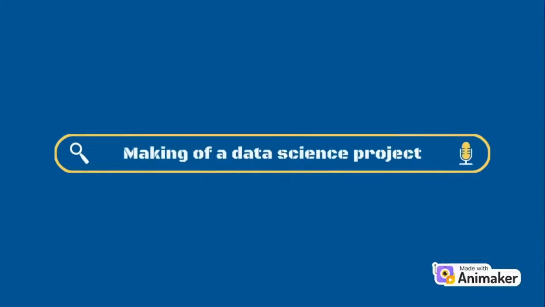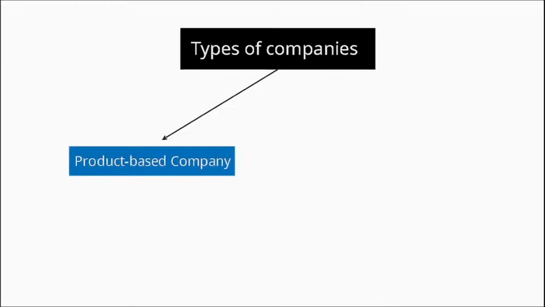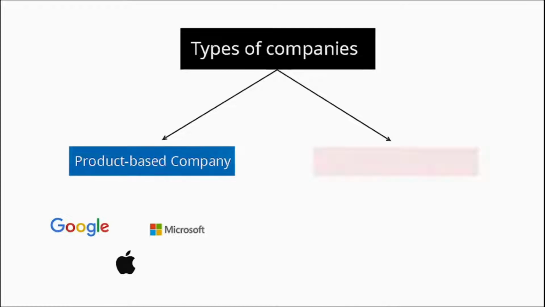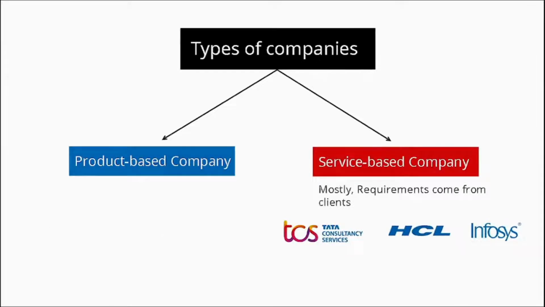Making of a data science project. There are two types of companies: product-based company like Google, Microsoft, Apple, and service-based company like TCS, HCL, Infosys. Mostly, in service-based companies the requirements come from the clients. However, in product-based companies the requirements come from in-house.